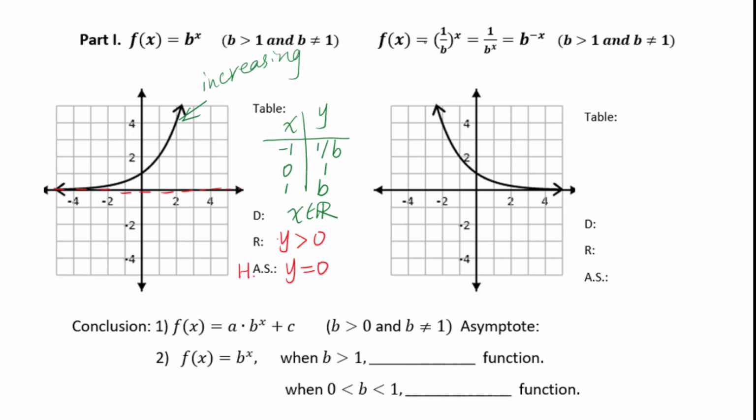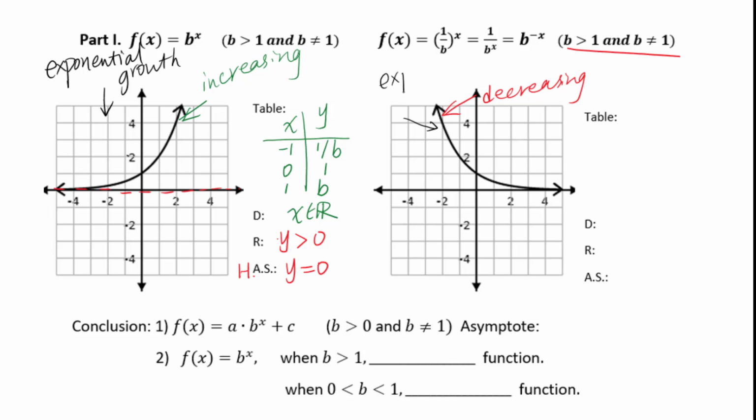When we have f of x equals 1 over b to the x power, or b to the negative x power, for b greater than 1 and b is not equal to 1, you could say this is a decreasing function. We call the first an exponential growth, and a decreasing function like this an exponential decay. For the table, still x, y: -1, 0, 1. This is b, 1, 1 over b.